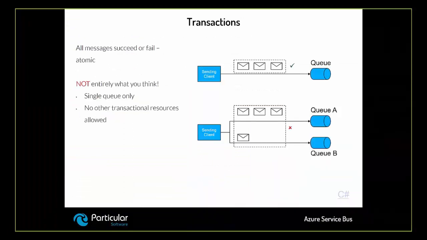So just keep in mind that a transaction, when you're sending out, is great when you have messages destined for a single queue, or a single entity, I should say. Whenever you need to involve multiple entities, just transactional scope is not going to work.